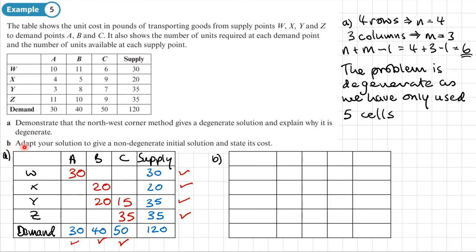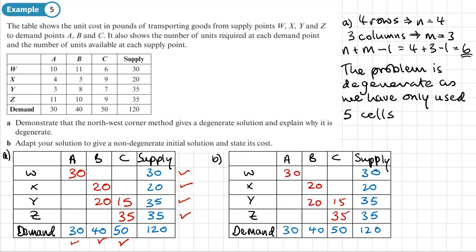And part B, adapt your solution to give a non-degenerate initial solution, and we're going to state its cost, which means we're now going to have to refer back to this table and the values that we have here. Right, so this is just a copy of the table we had from part A. To adapt this solution, what we need to be able to do is to step across or down from one box to another. At this point we can't do that.